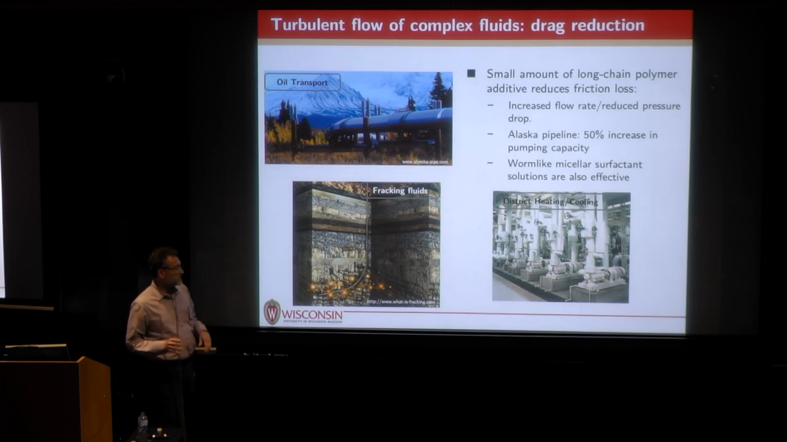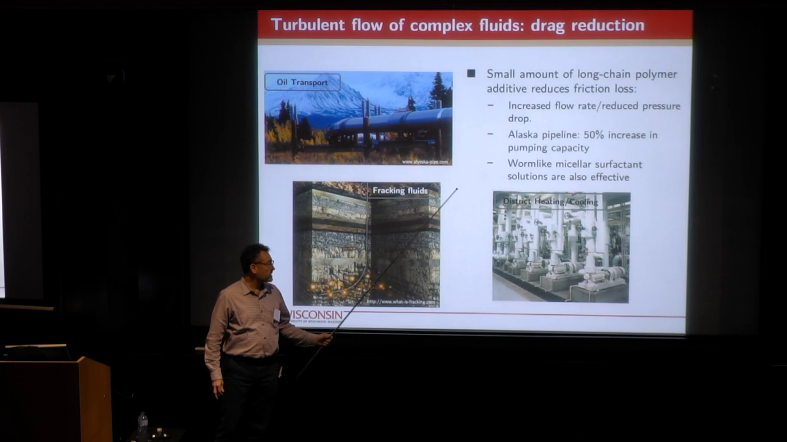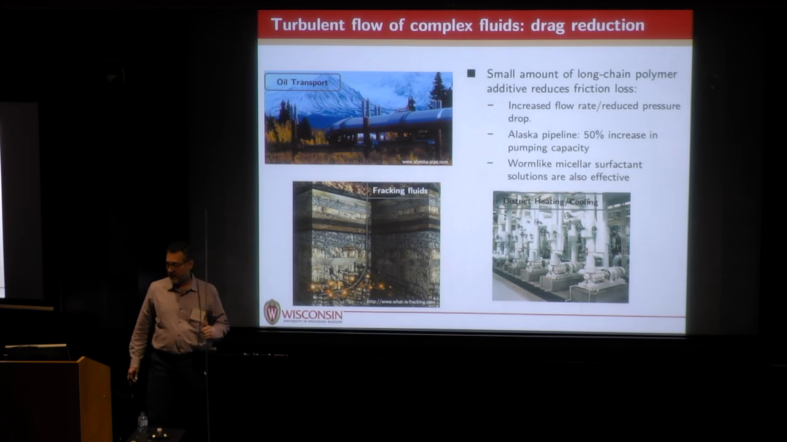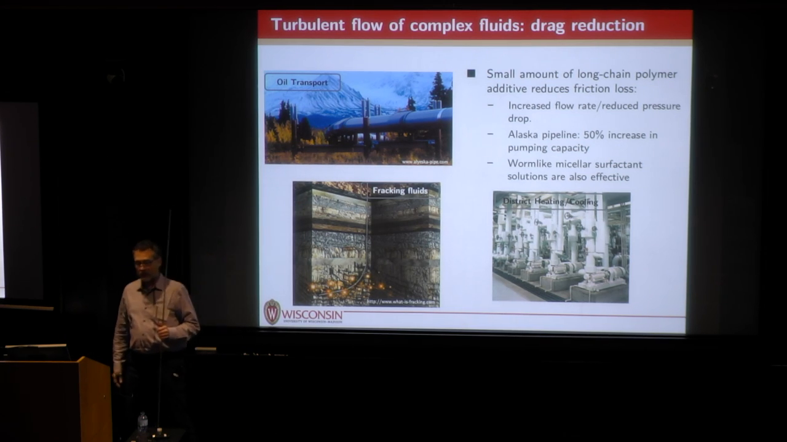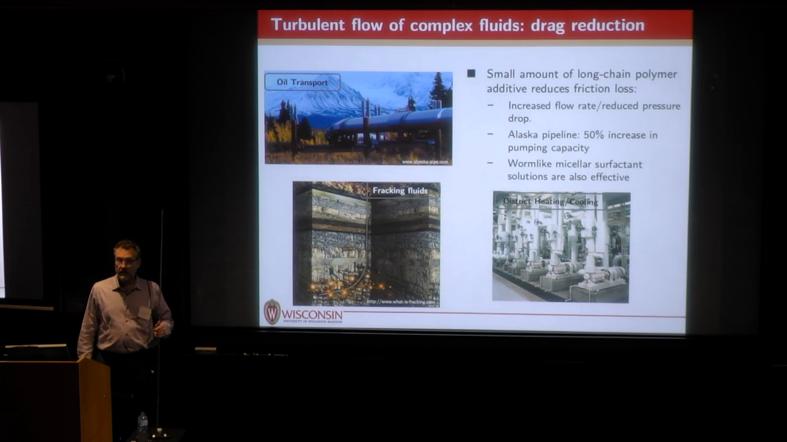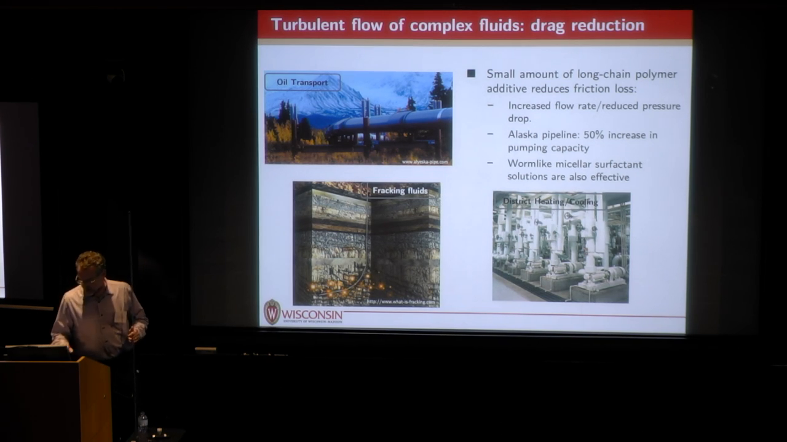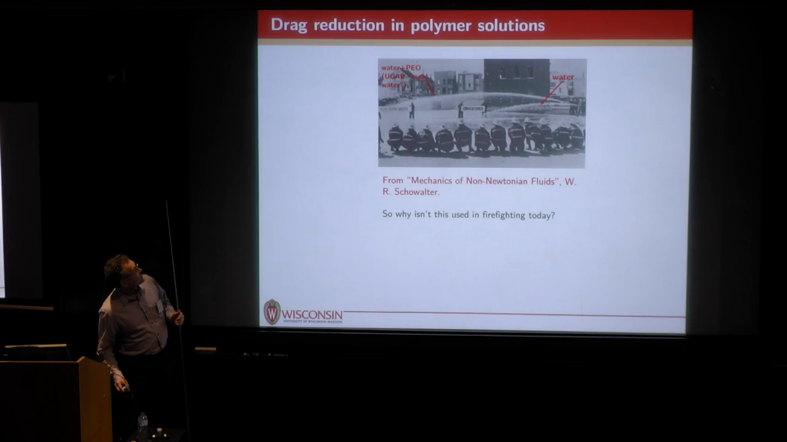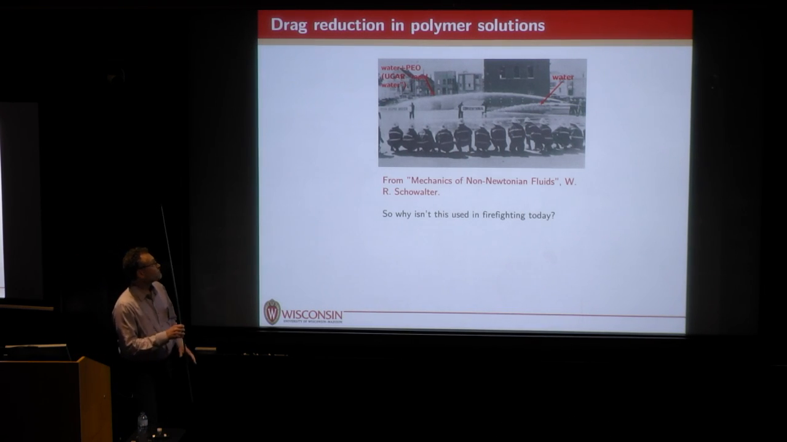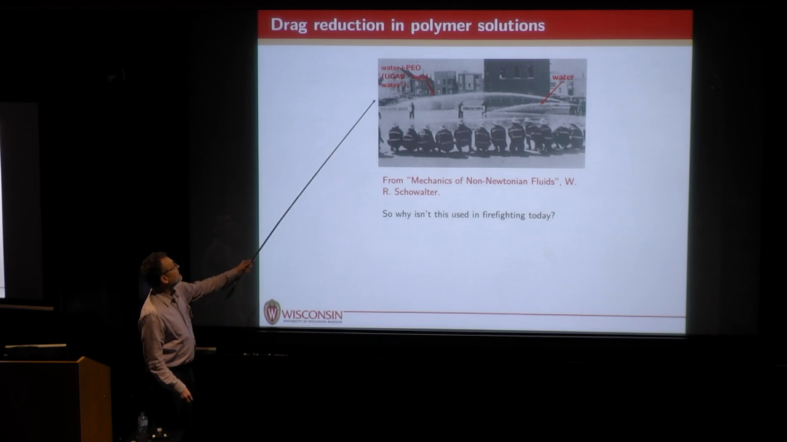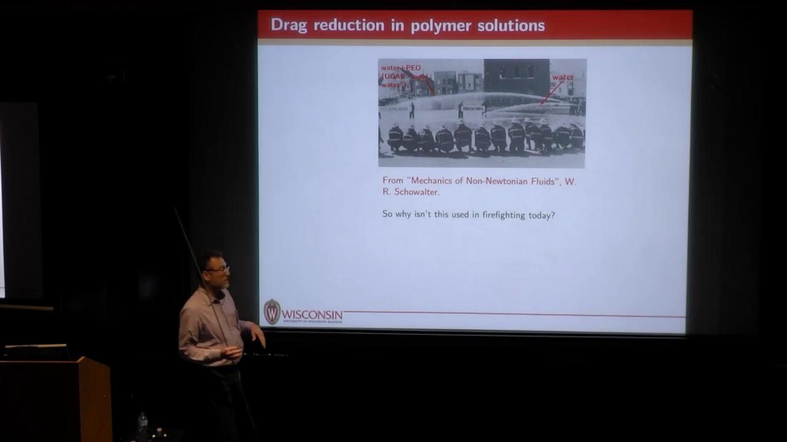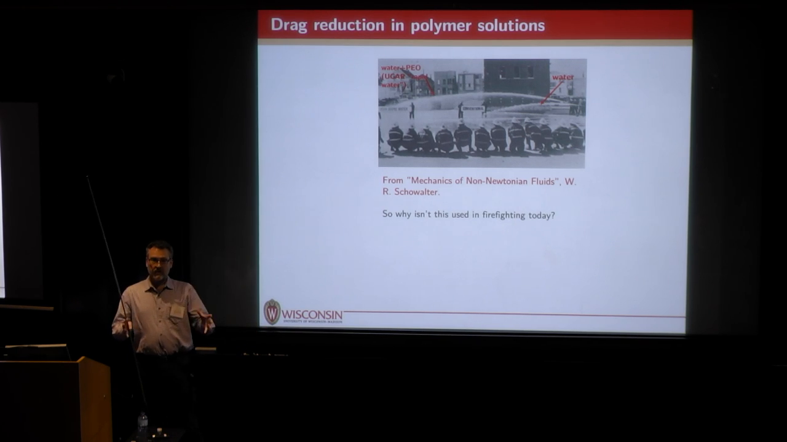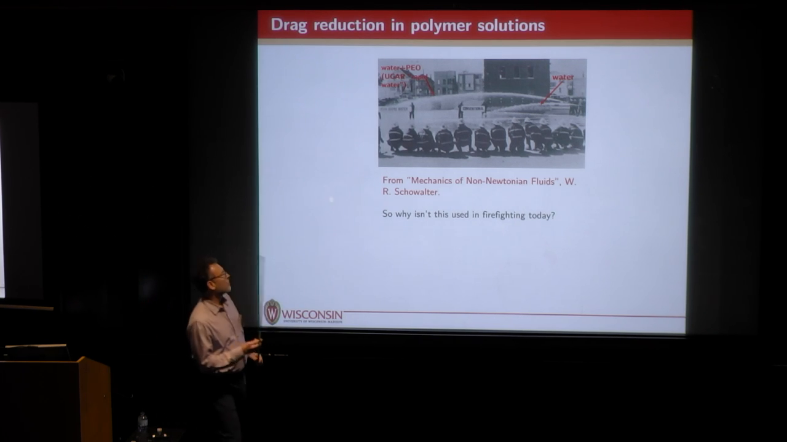It's used in various types of closed-loop heating and cooling systems, where in this case they often use surfactants that form worm-like micelles, which behave like long-chain polymers in some sense, and fracking fluid formulations do something similar. As a really nice example, Union Carbide, which no longer exists, used to sell rigs that would add polyethylene oxide, a very long chain, very inexpensive polymer, to water for firefighting applications. So this is an old picture.